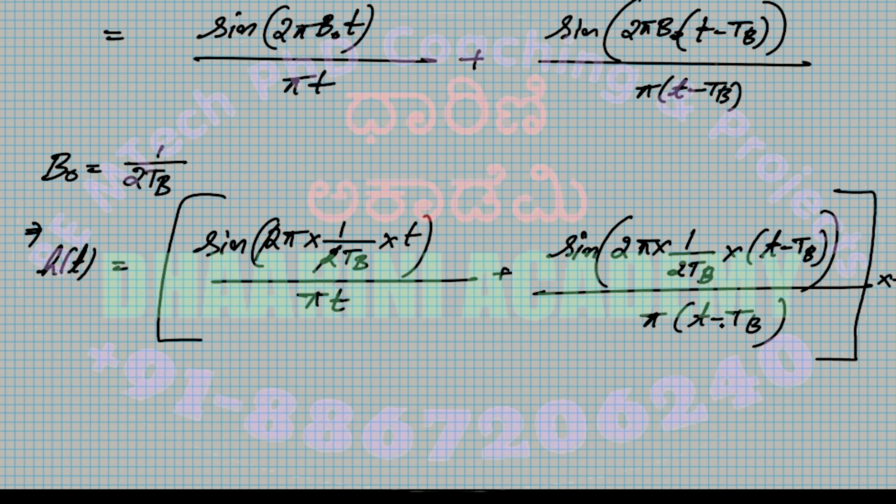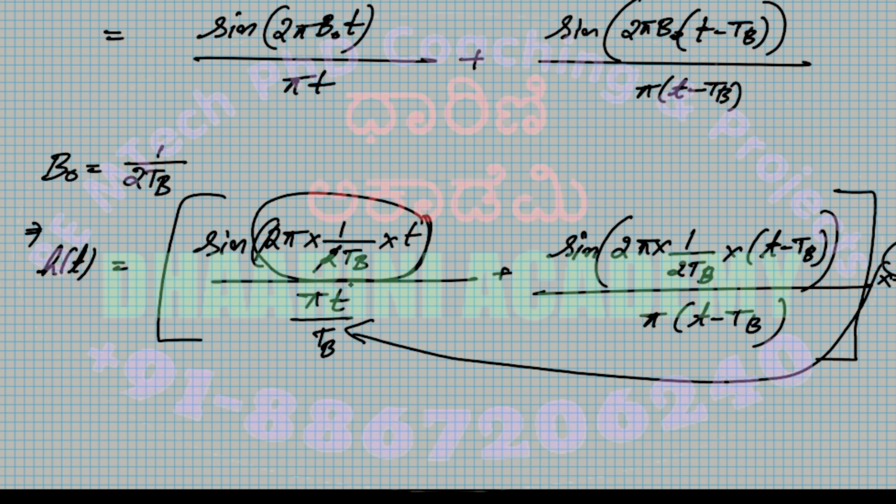Okay, right. So that means the numerator tb will come into the denominator as divided by tb, because the denominator of the denominator goes to the numerator, isn't it? Right? So that tb I can write in the denominator, which makes this sine theta, pi into t by tb divided by pi into t by tb. So that means it is a sinc function.